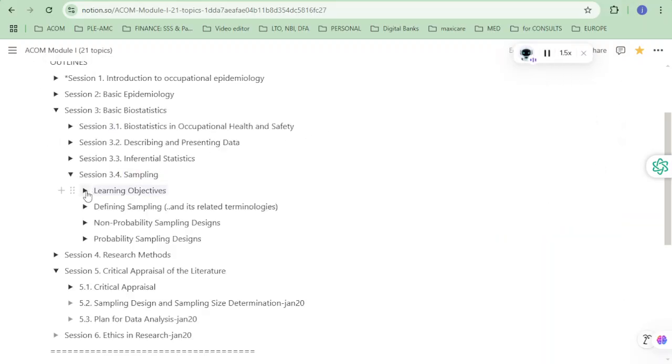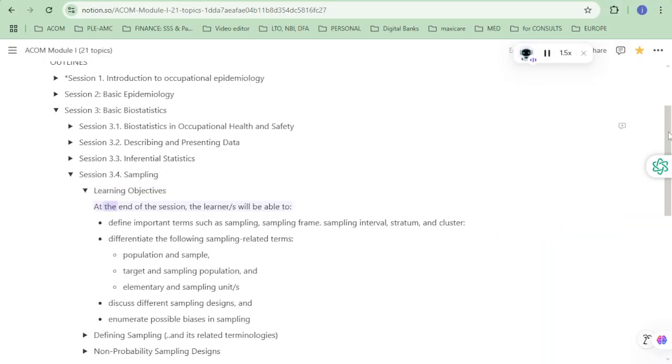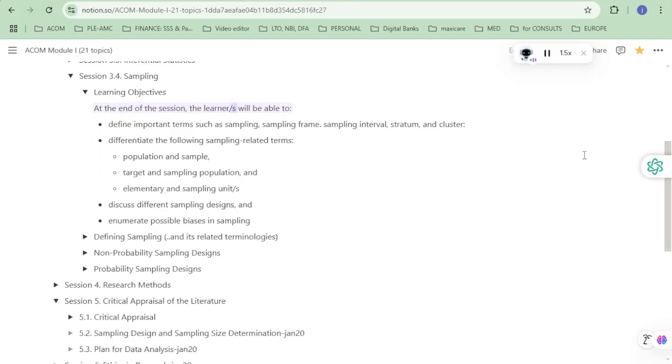Sampling. Learning objectives. At the end of the session, the learners will be able to define important terms such as sampling, sampling frame, sampling interval, stratum, and cluster. Differentiate the following sampling-related terms: population and sample, target and sampling population, and elementary and sampling units. Discuss different sampling designs, and enumerate possible biases in sampling.